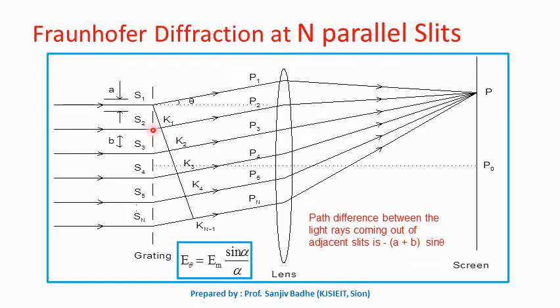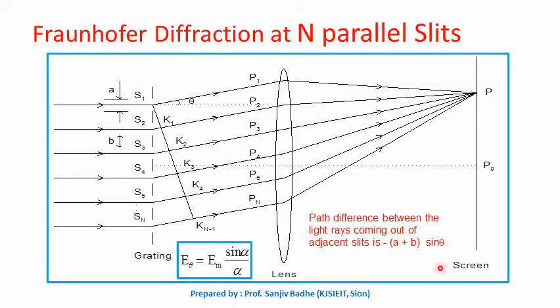Similarly, we can find the path difference between S2P2 and S3P3. That can again be found by drawing a perpendicular from S2 to ray number 3, and that is also obtained as (A plus B) sin theta. So we can generalize: the path difference between the light rays coming out of adjacent slits is given by (A plus B) sin theta. The corresponding phase difference can be written as 2 pi by lambda times (A plus B) sin theta. We get the phase difference by multiplying the path difference by 2 pi by lambda.